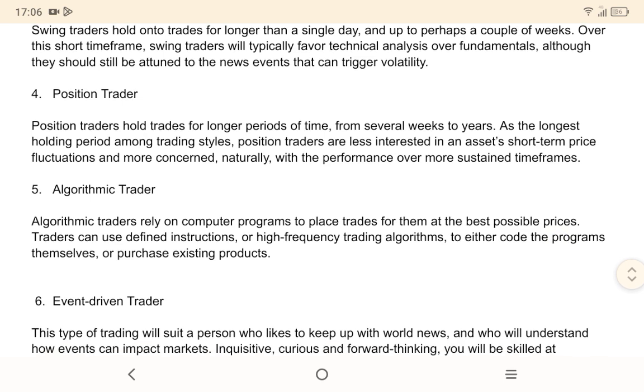And we have what we call algorithmic trading. Now, what is algorithmic trading? People will be wondering, is it a type of trading? No. Algorithmic trading relies on a computer program to place trades for them. We call what does this an expert advisor.